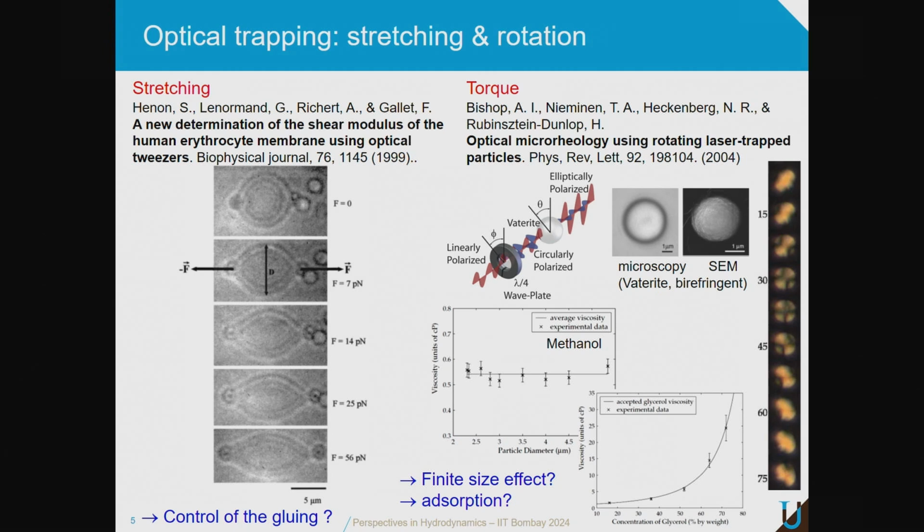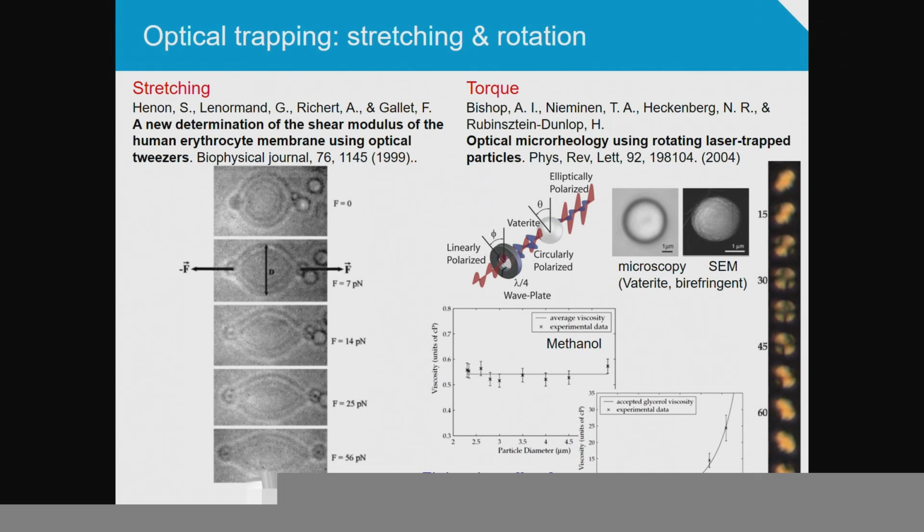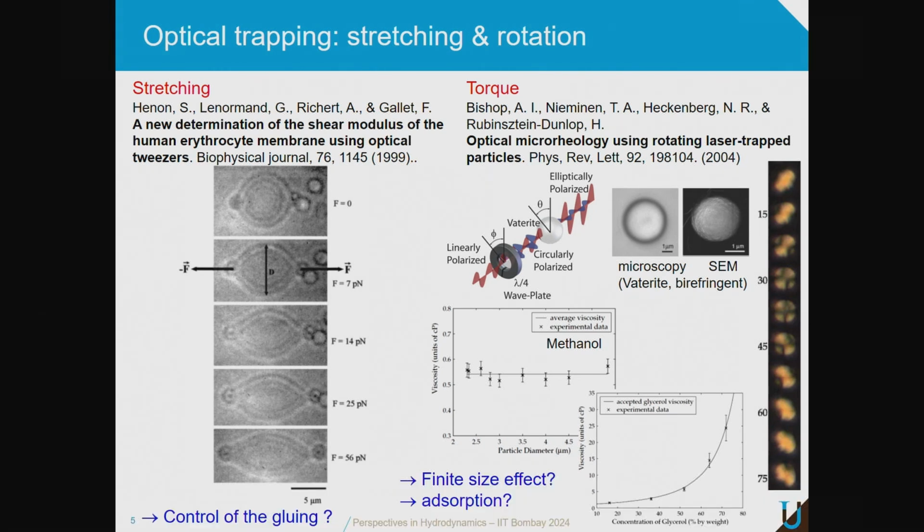Another example, which is quite interesting in optics, particularly if you have drops and so on, is to use anisotropic beads. The classical example is vaterite. And then you have to set this bead inside your drop. And since it is birefringent, if you shine with circularly polarized light, then it will turn, and from the torque, you will get an idea of the viscosity. Here you have the example of a methanol solution.